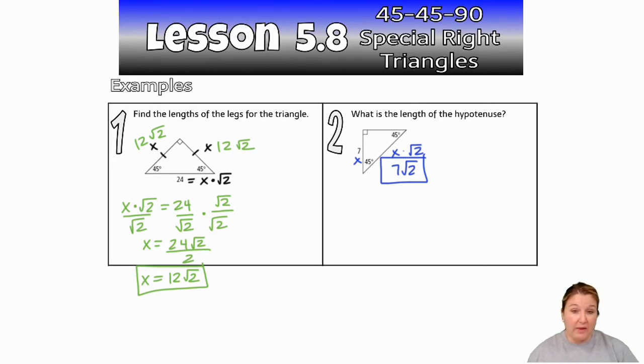You can multiply that out if you want a decimal approximation, but in this instance, we're just going to leave it in that radical form.